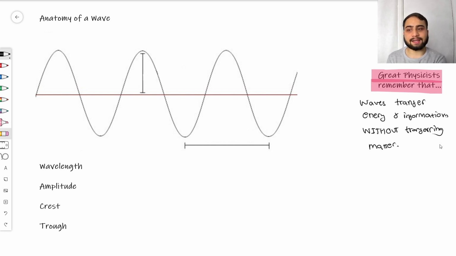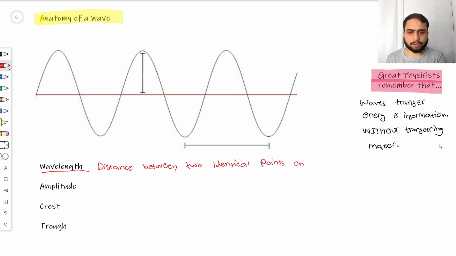So let's get into the anatomy of the wave. What pieces actually make up a wave? So I have a diagram here. Let's do it in different colors. So let's do the simplest one first. The wavelength. The wavelength here. So the wavelength is the distance between two identical points on a wave. Okay, so how can we find that on our actual wave diagram here?